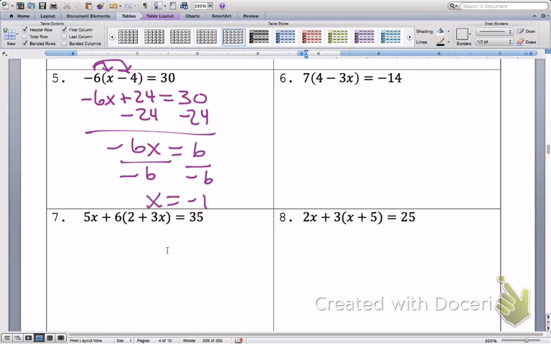All right, next one, same thing. We're going to distribute the 7 by multiplication. So we get 28 minus 21x equals -14. So again, now I have a two-step equation. Be very careful with this one.